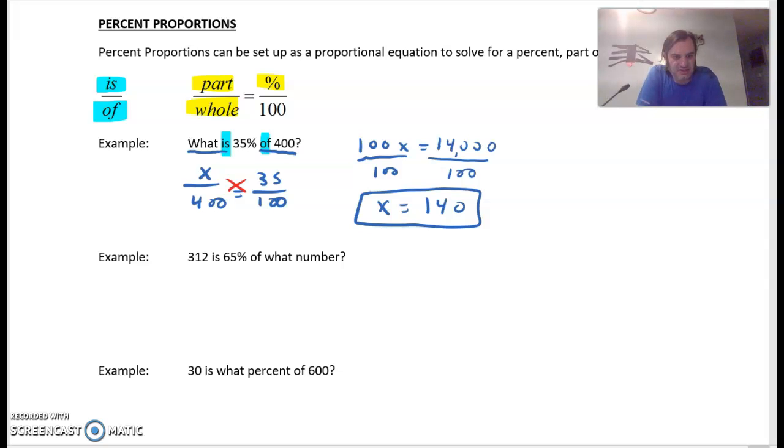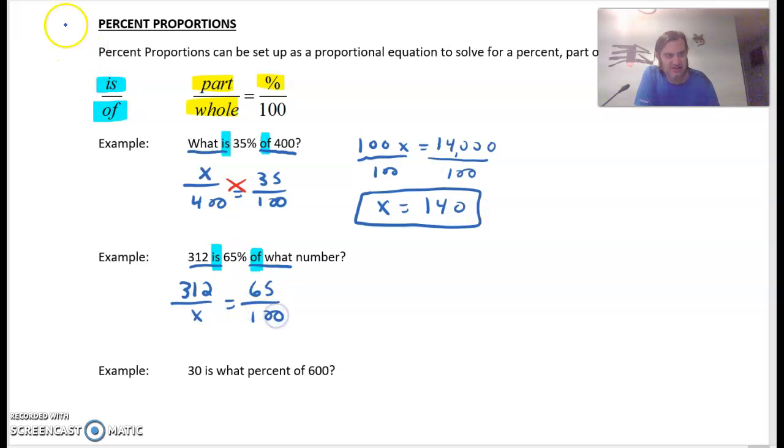Let's see here. 312 is 65% of what number? Now the wording here is not much different, but it is asking us for a different thing. So once again, the 65% is by itself. That's not a part or a whole. It's a part, but the percent gives it away. But 312 is the part of what? We don't know the whole. So let's put that together. That would be 312 over x, since we don't know the whole, equal to 65% over 100.